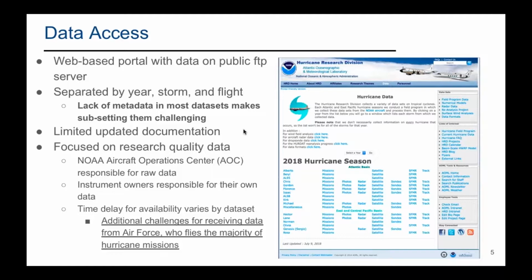So it's really challenging to go into our data on the public FTP and pull out, say, all of the data for a specific instrument, or all of the data even for one flight, since it's all separated by these different criteria. And most of our data is lacking in metadata. So that makes it challenging to move forward until we can add this metadata to help with the subsetting.